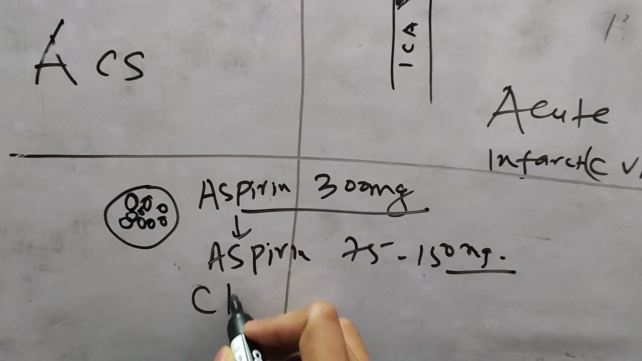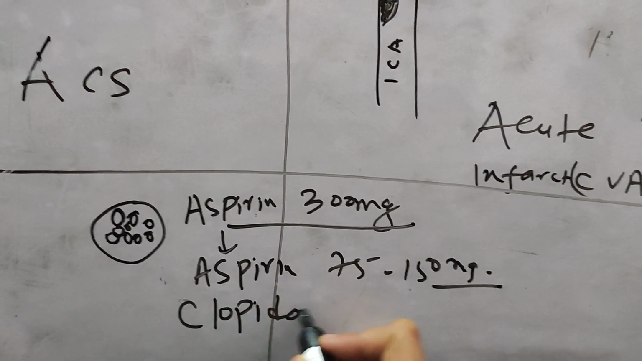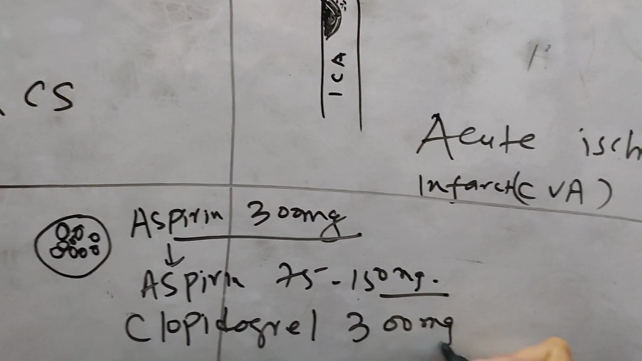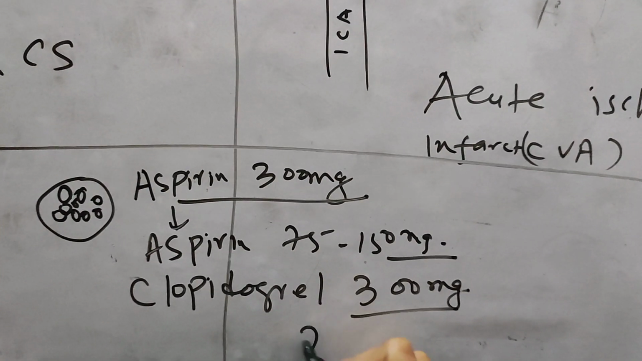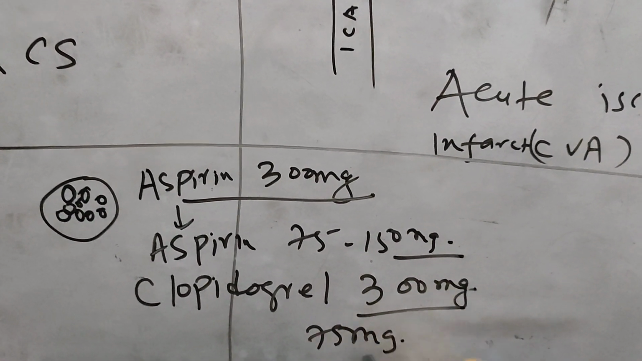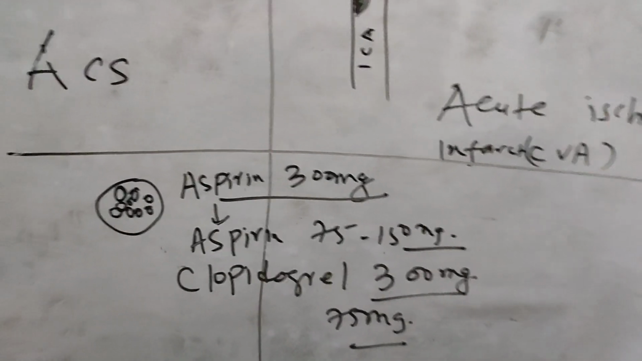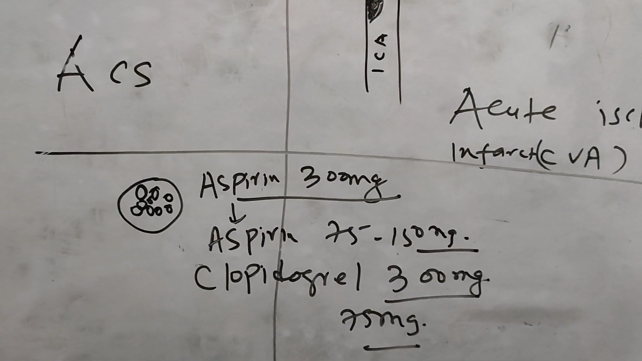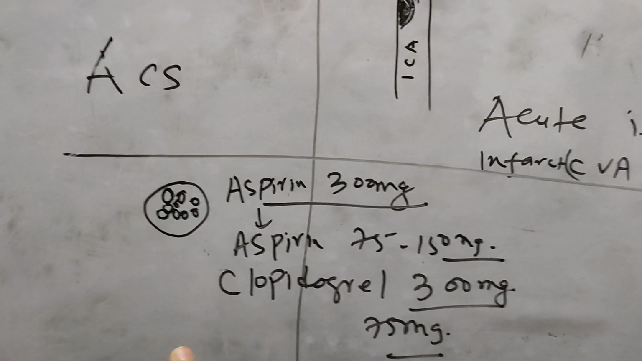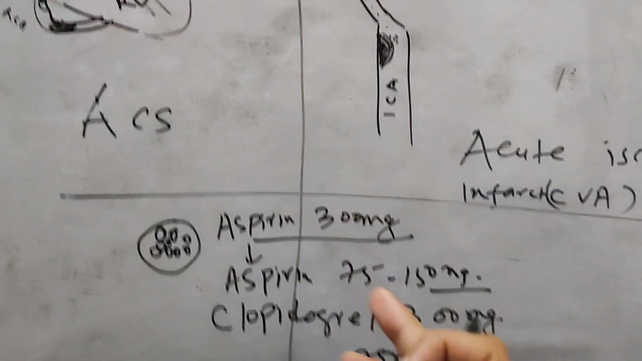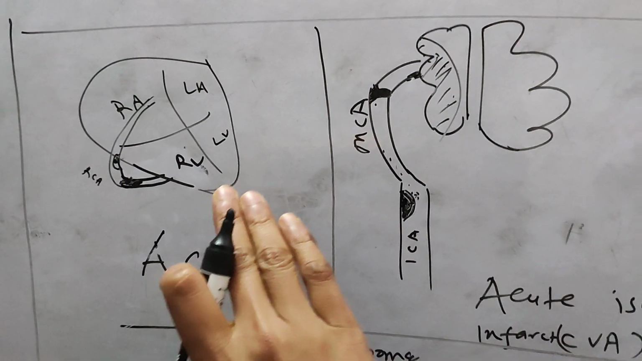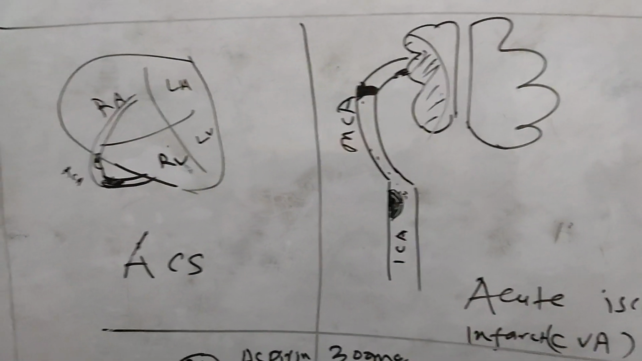Other antiplatelets are clopidogrel, that we also give as a 300 mg initial loading dose and can change to a 75 mg daily maintenance dose. So we stop platelet adhesions with these antiplatelet agents. And do you need to give anticoagulant in both cases? Here we give anticoagulant, but here we don't give anticoagulant.